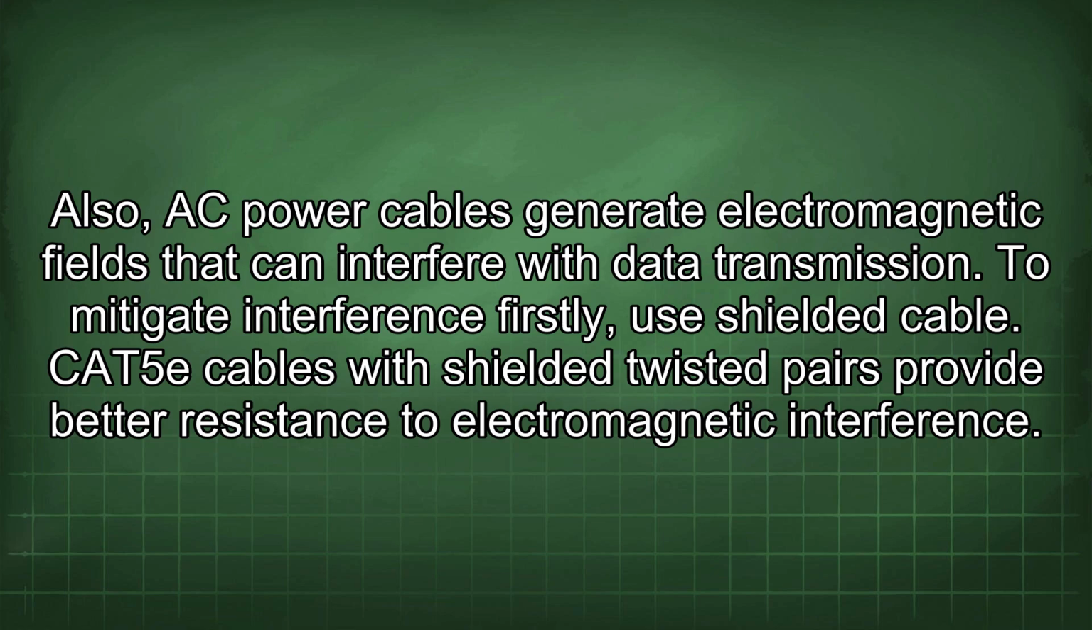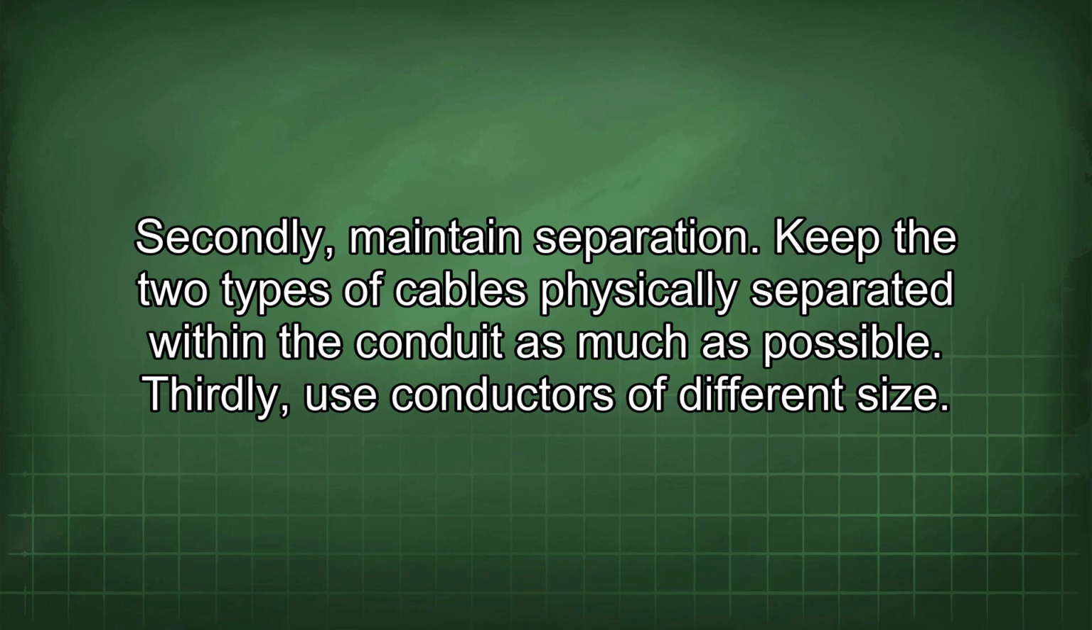To mitigate interference, firstly, use shielded cable. CAT5e cables with shielded twisted pairs provide better resistance to electromagnetic interference. Secondly, maintain separation. Keep the two types of cables physically separated within the conduit as much as possible.